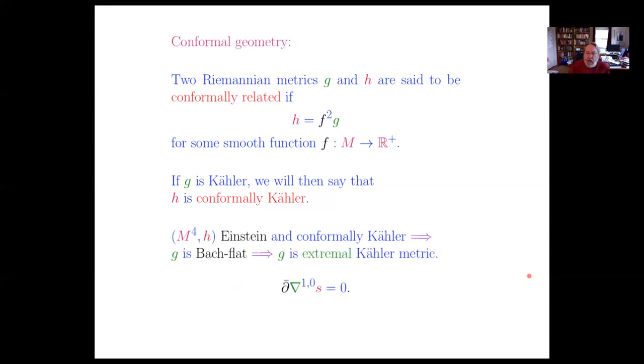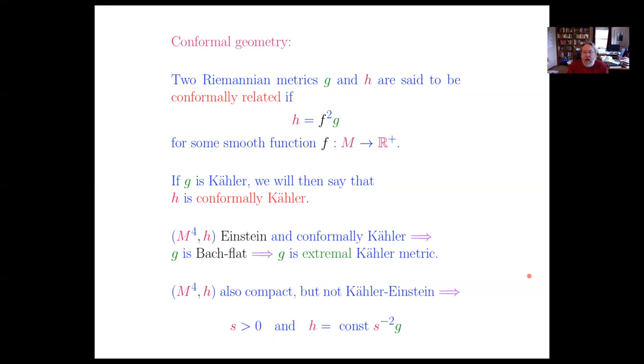And one consequence of this for a Kähler metric is it immediately implies the Kähler metric is an extremal Kähler metric in the sense of Calabi. In other words, the gradient of its scalar curvature, thought of as a vector field of type (1,0), is actually a holomorphic vector field.